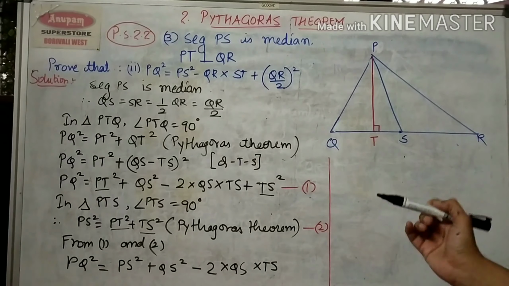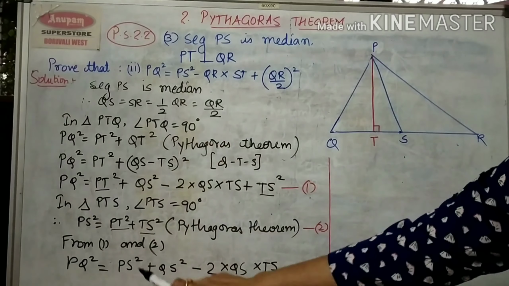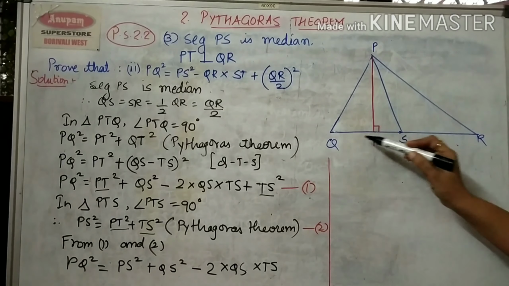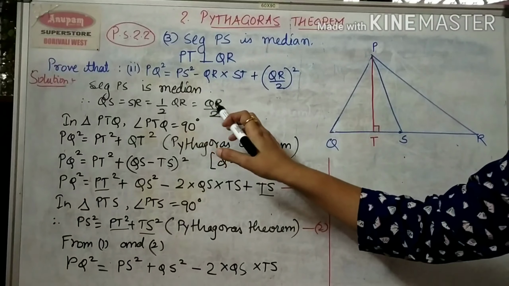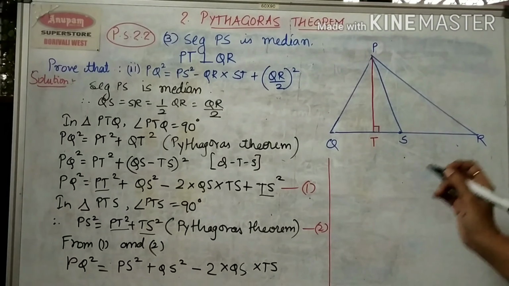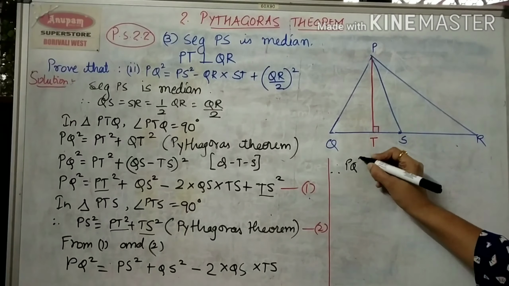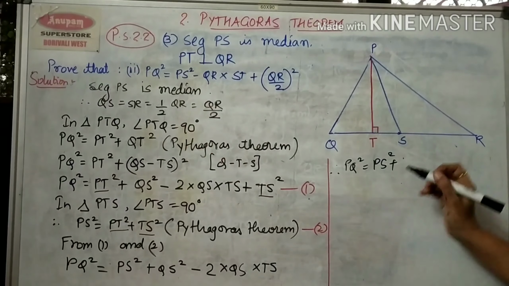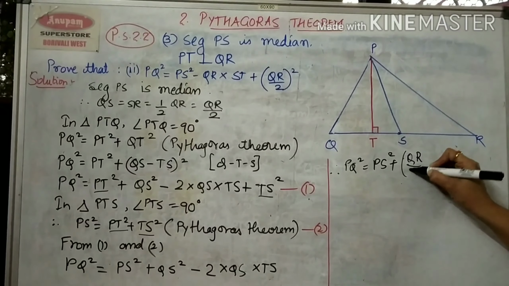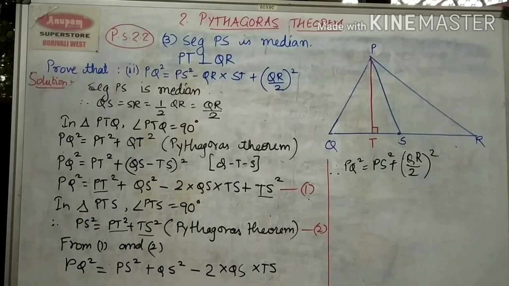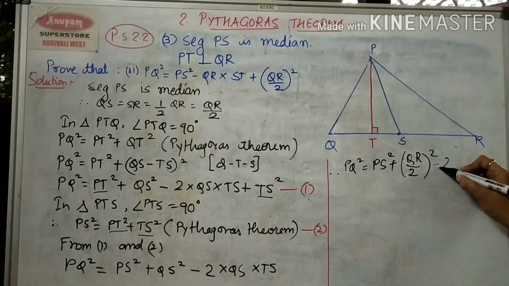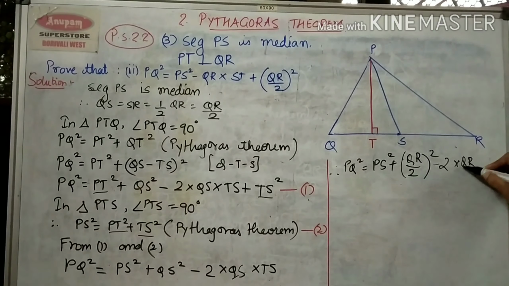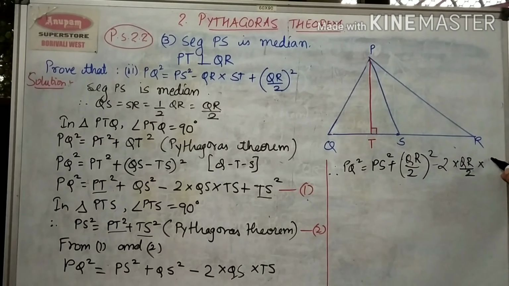Now, PQ square is there, PS square is there, QS I don't want. I want to replace this QS. So this QS can be written as QR upon 2. Therefore, PQ square is equal to PS square plus, instead of QS, I'm going to write QR upon 2 the whole square minus 2 into QS, and our QS is QR upon 2, into TS.